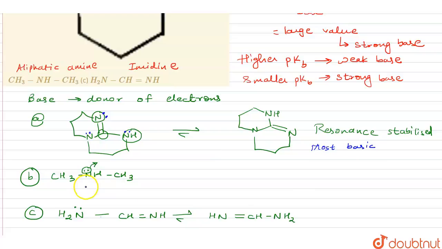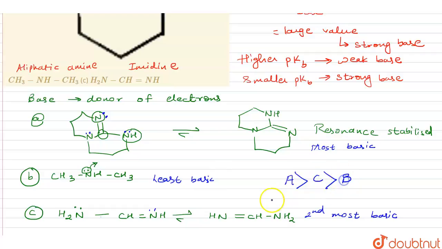B is having just 1 nitrogen, but in comparison to it, C is going to have 2 nitrogen atoms once again. Definitely there is going to be a kind of a resonance structure being seen over here, but again we do have the availability of the lone pair of electrons. So just after A, the second most basic is going to be C. And the least basic of all is going to be B. So the basicity order is going to be A, C and B, A being the most basic and B being the least basic.